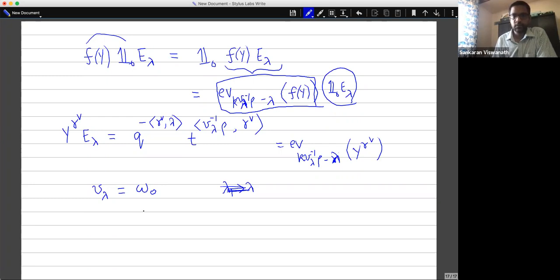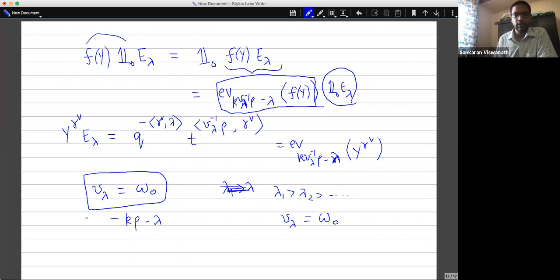Okay, sorry, I'm slightly confused, but let me just say, at least if lambda is regular, meaning if lambda 1 > lambda 2 > lambda 3 and so on, then this V lambda is just the element which sorts it in ascending order, which is just W naught, the longest element. So if you put that in here, W naught inverse is W naught, and W naught on rho is just minus rho. So this evaluation really in this case is actually minus K rho minus lambda. So that's what you're doing. It's evaluation at this guy.